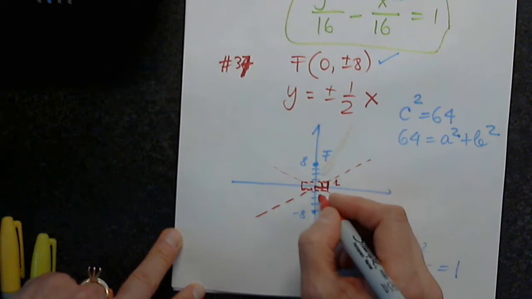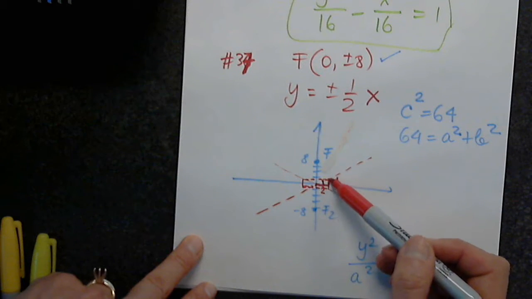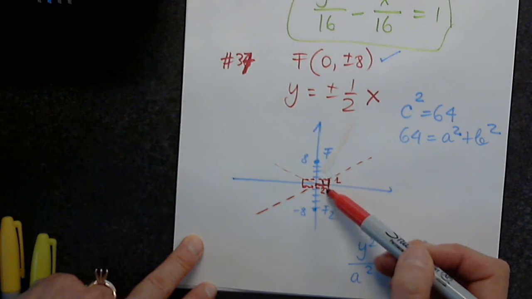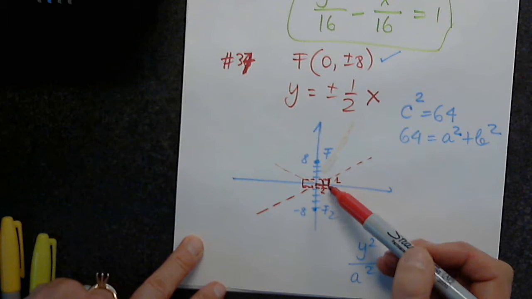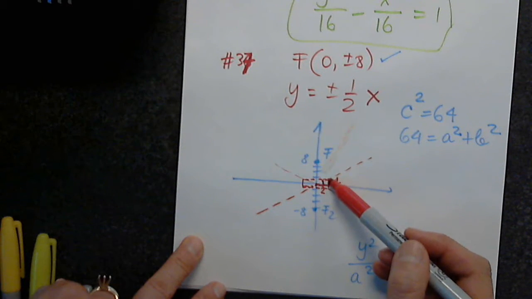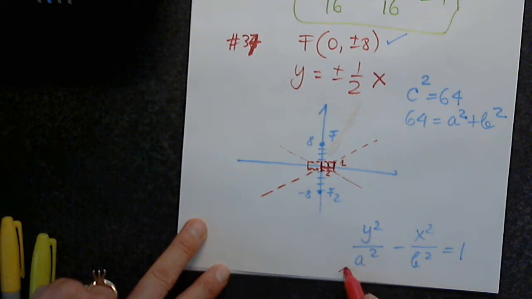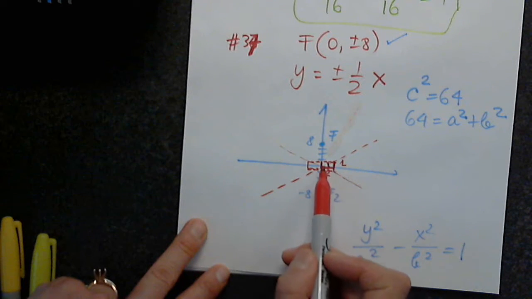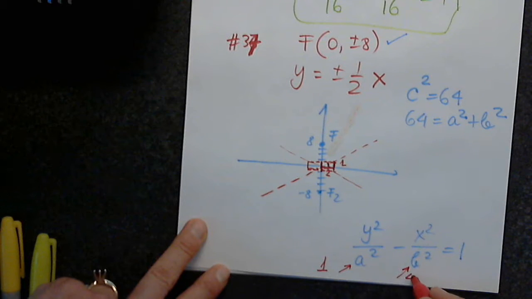So 1 and 2, which means 1, 1, right? So this is 1 and this is 1. So 1 squared, this appears to be 1. And this will be 2. 2 squared appears to be 4.